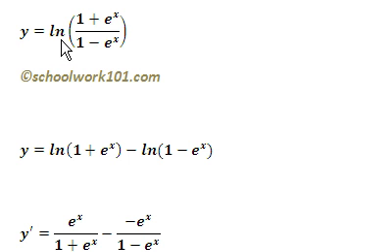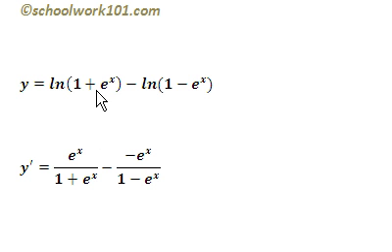And there it is. Hey, we have y is equal to the natural log of (1 plus e to the x) over (1 minus e to the x). So we want to break this up first. Take the derivative, so the derivative of 1 plus e to the x is just e to the x. And the derivative of 1 minus e to the x is negative e to the x.